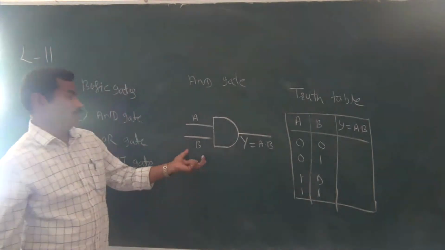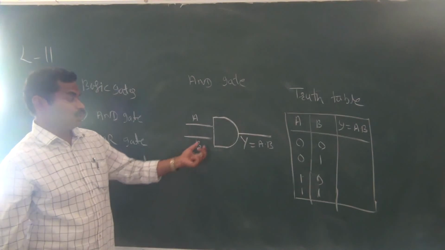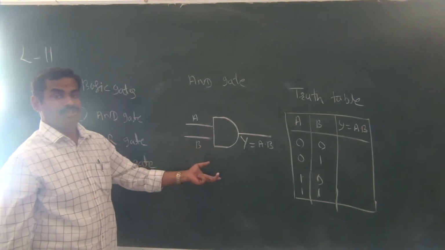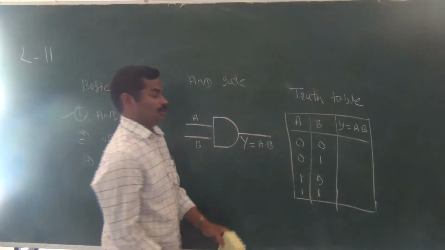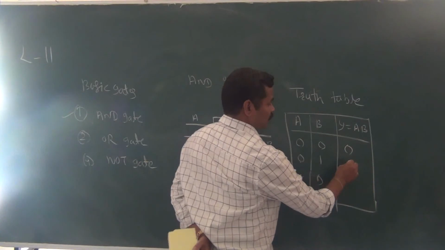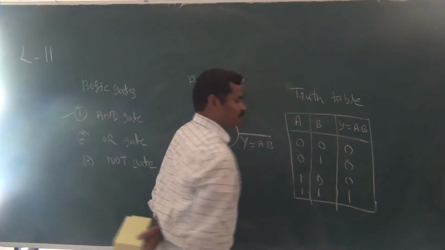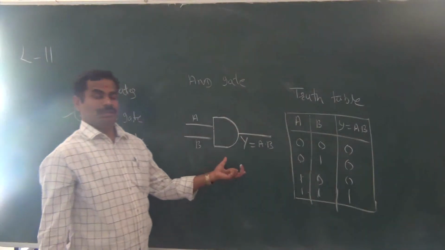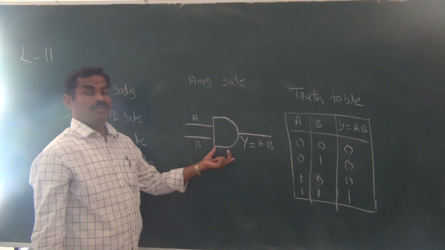The most important one is AND. What is AND? It is also used as a multiplier. In digital logic, the AND gate is nothing but a multiplier. Because you see here, 0 into 0 is 0, 0 into 1 is 0, 1 into 0 is 0, 1 into 1 is 1. The AND gate is also called the multiplier in digital electronics.